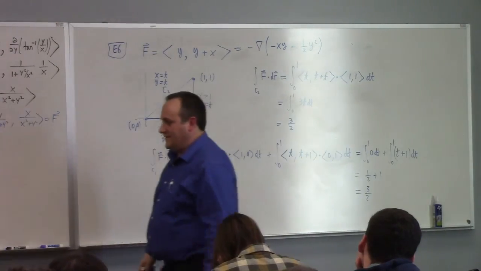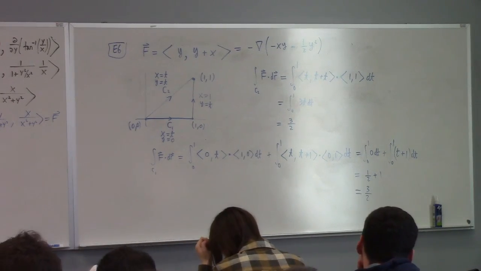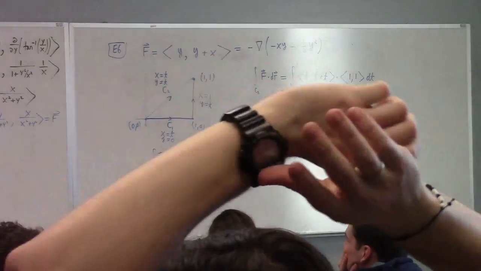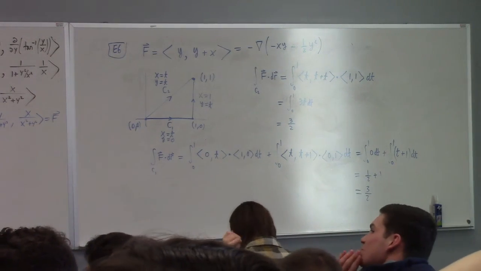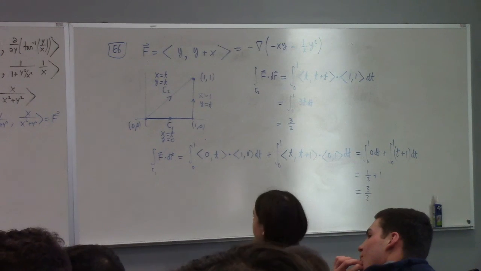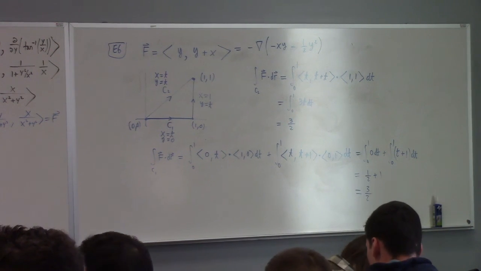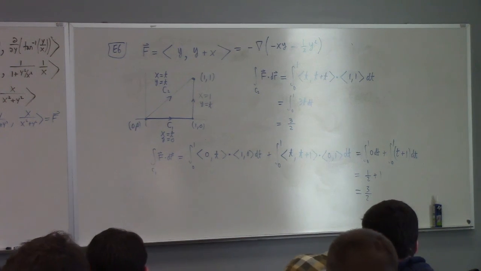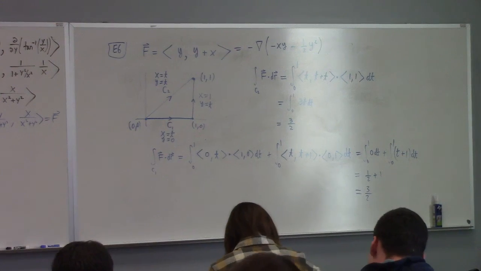I'll try to give you a better example next time. There are problems in your homework where I have part A, work out the work along this path, part B, work out the work along that path. The point of those is if you get different work along different paths, it's not path independent. Therefore, it is not a conservative vector field. That's the point of that homework problem, which I was trying to illustrate. I have failed.